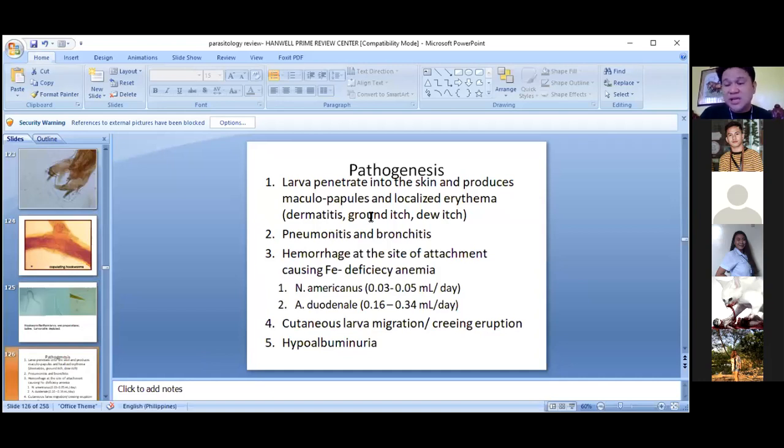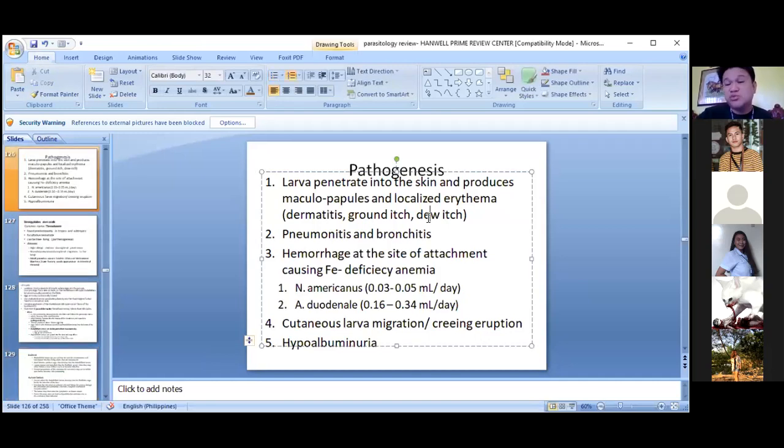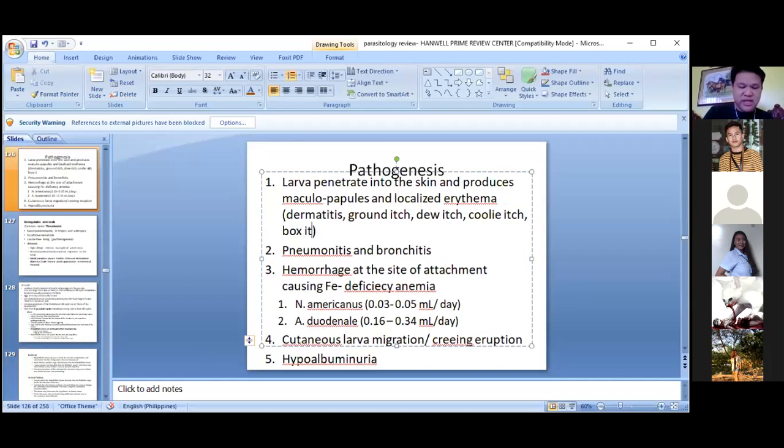Why ground itch? Because the filariform parasite is there in the soil. It is also known as dew itch. Why dew itch? Because of the character of the soil, which is moist. Naintindihan? In other books, we have descriptions like coolie itch in Mexico. Coolie itch kasi cool yung soil. We also have box itch in India. Lumabas ito sa board exam, yung box itch na yan.